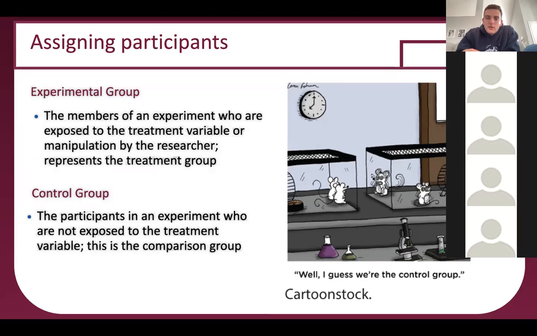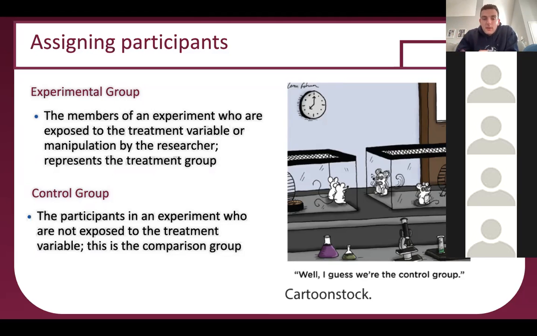So our guys on the left are the control group. These mice are functionally exactly the same: same age, same gender, all that kind of stuff. The only difference is that one got the caffeine and one did not. So the control group is on the left because they are the participants in the experiment who are not exposed to the treatment variable. They didn't get the independent variable.